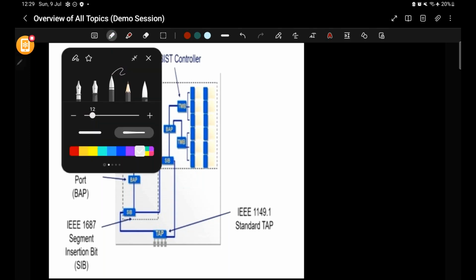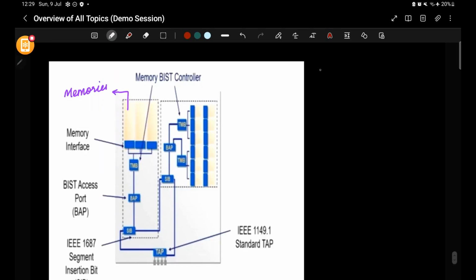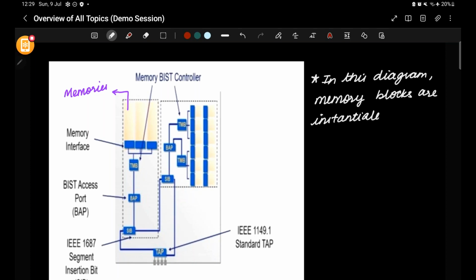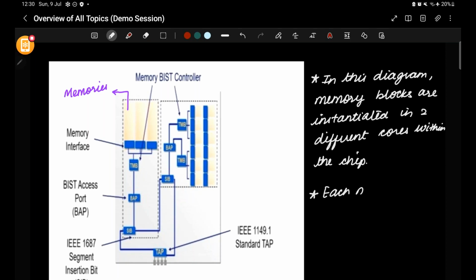Okay. So let me just write down the points here. In this diagram, memory blocks are instantiated in two different cores within the chip. Each memory must have a memory interface. What a memory interface is, we will see next.